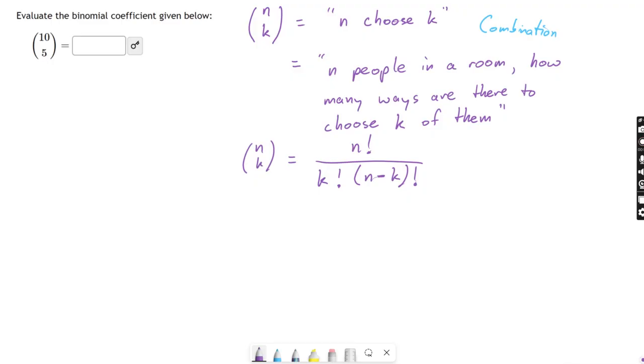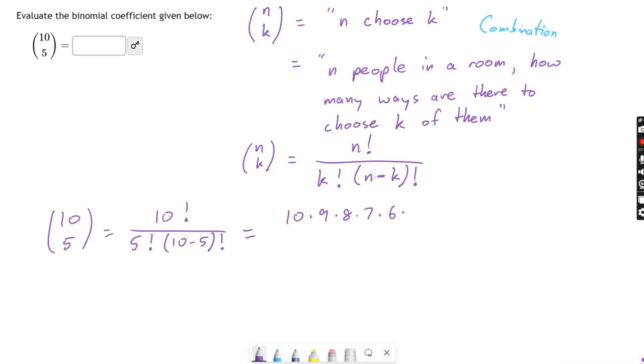We've got 10 choose 5. So what that's going to be is 10 factorial on top, 5 factorial on bottom, and 10 minus 5 factorial, which is actually going to turn out to be another 5. It's an interesting coincidence that it won't always happen that way. So we've got 10 times 9 times 8, 7, 6, 5, 4, 3, 2, 1. Okay, that's how you write out the top of this thing.